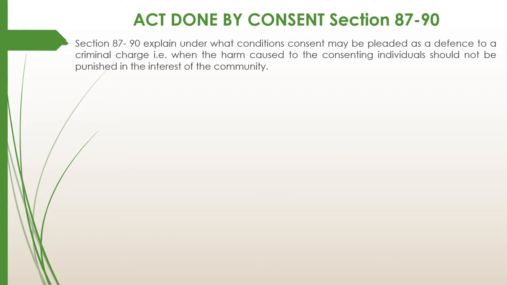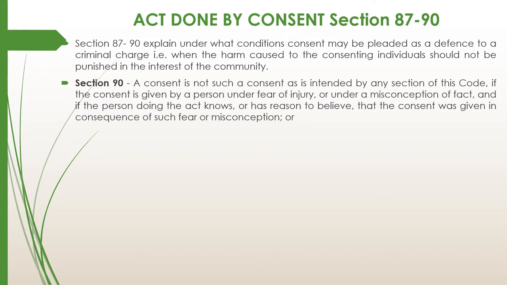The next general exception is related with consent, which is mentioned under sections 87 to 90, which explains under what condition consent may be pleaded as a defense to a criminal charge. That is, when the harm caused to the consenting individuals should not be punished in the interest of the community. First of all, it is necessary to understand what is not a consent.